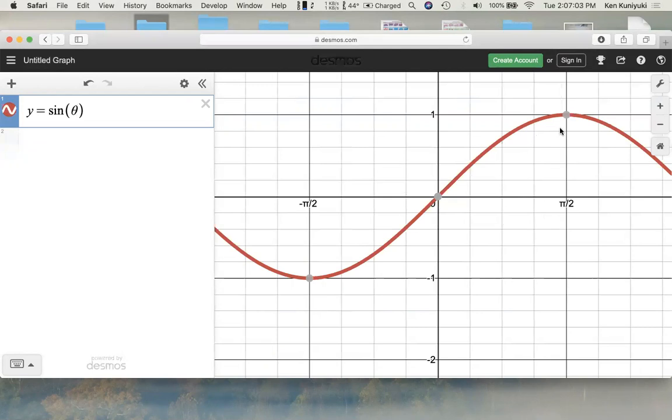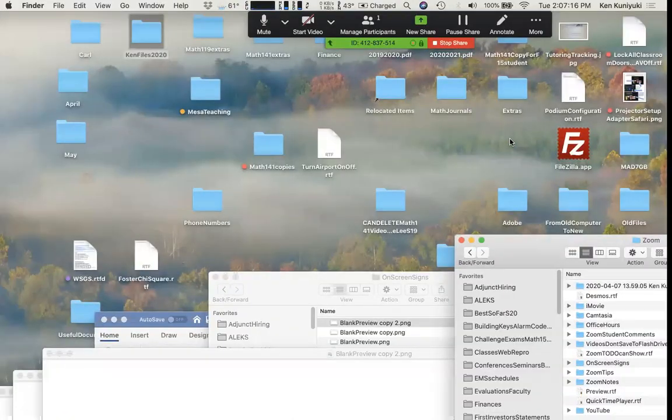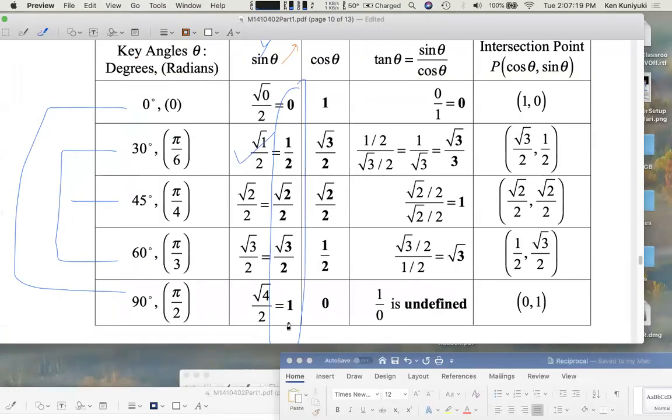We'll talk more about the graphs of sine and cosine later on, but if you remember the graph for y equals sine of x or y equals sine of theta, you'll remember that this graph goes up. The function increases in quadrant 1. And that's reflected in this pattern here.